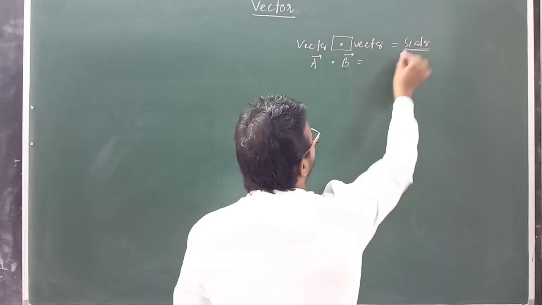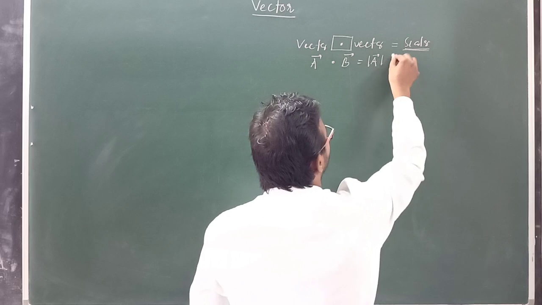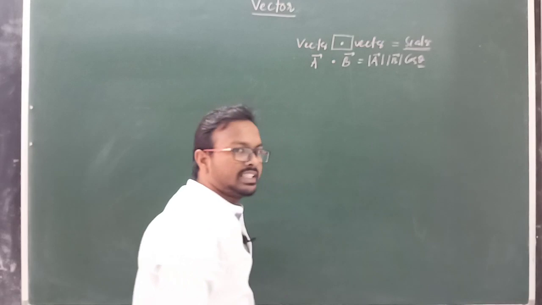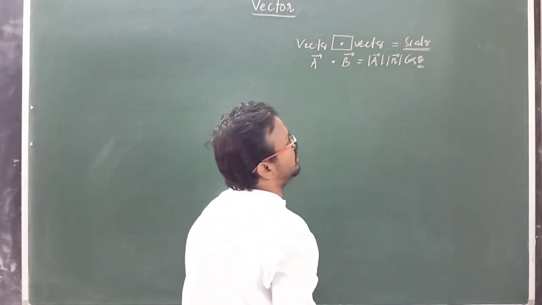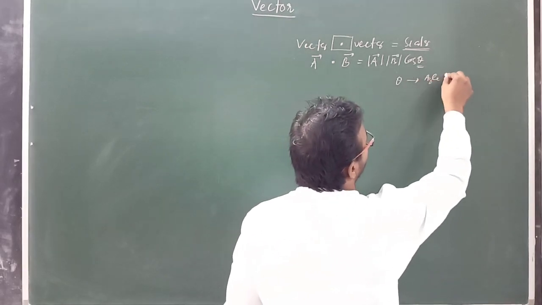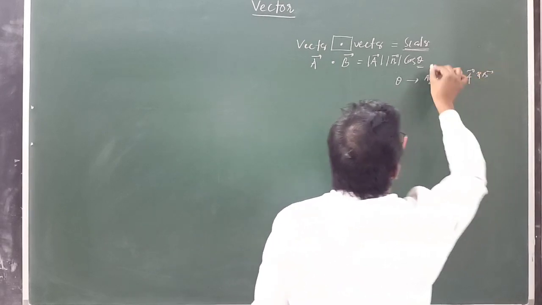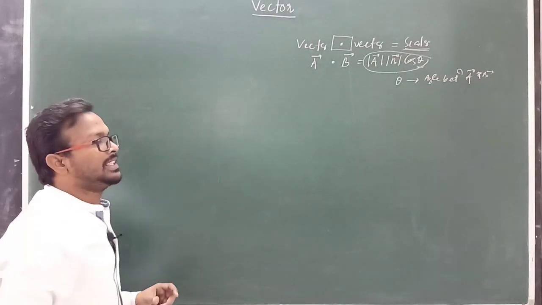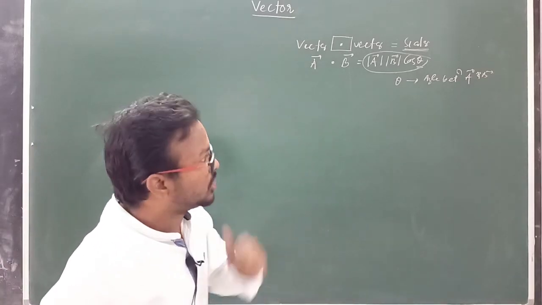we get a scalar physical quantity, and that physical quantity is magnitude of a, magnitude of b into cos theta. What is theta? Theta is the angle between a vector and b vector, clear. So we get a scalar physical quantity, clear. We already discussed that for multiplication of vectors there are two methods. The first one is the scalar product, or you can say the dot product of two vectors.